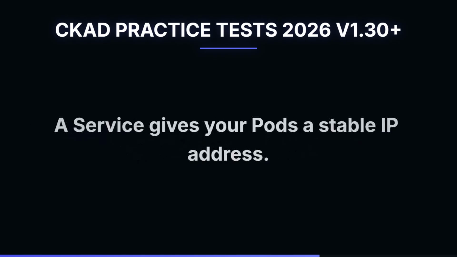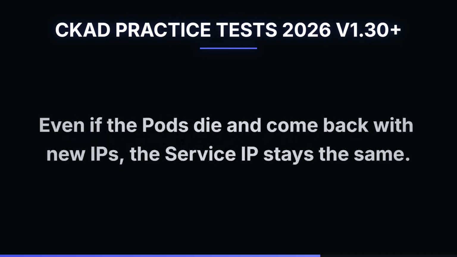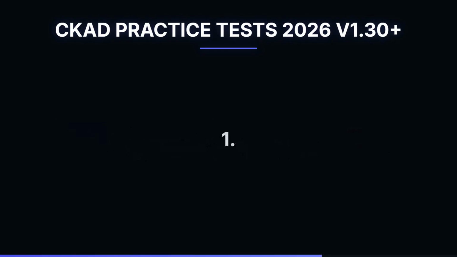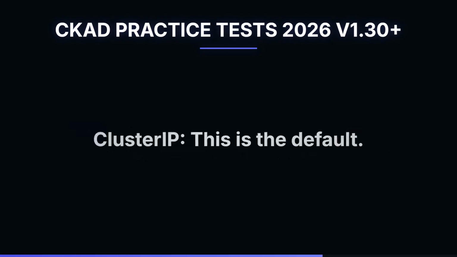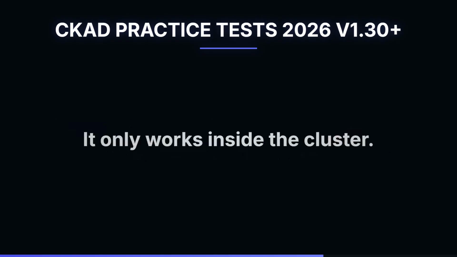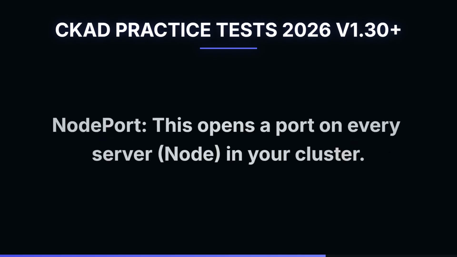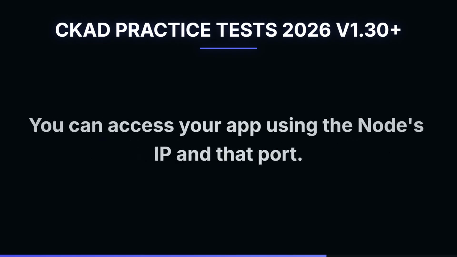A service gives your pods a stable IP address. Even if the pods die and come back with new IPs, the service IP stays the same. There are a few types. 1. ClusterIP. This is the default. It only works inside the cluster. Good for databases. 2. NodePort. This opens a port on every server, node, in your cluster. You can access your app using the node's IP and that port.